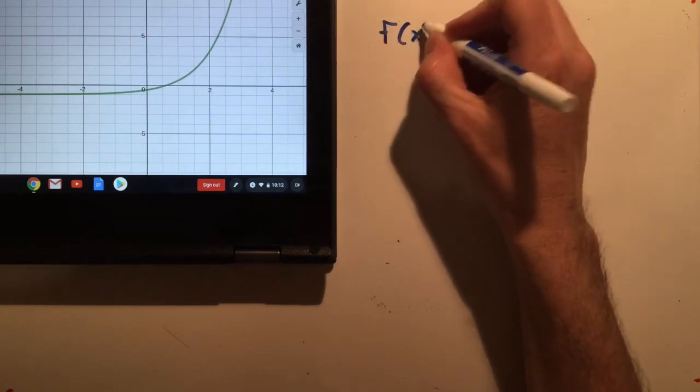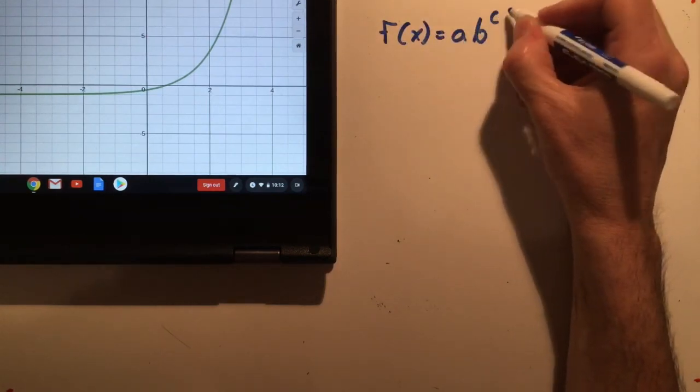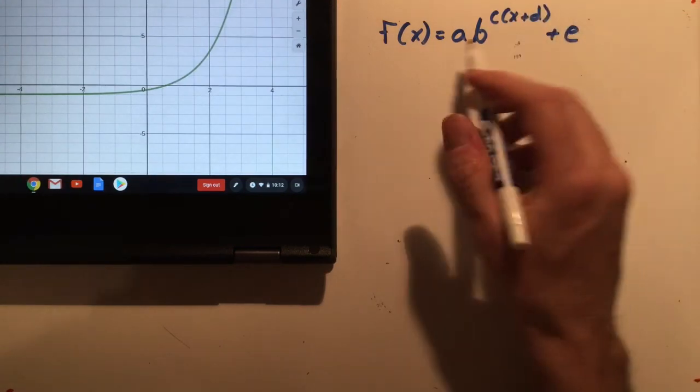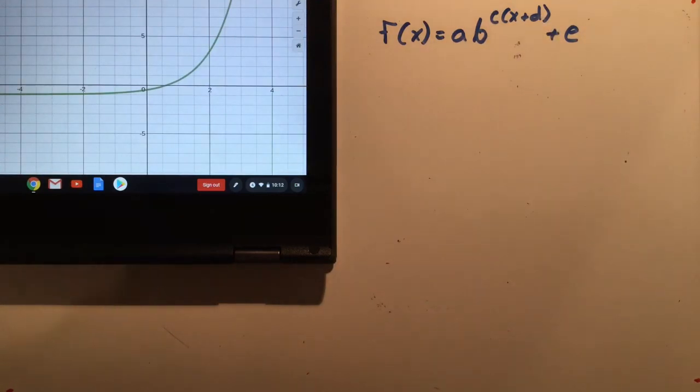Yes, if we write f of x equal a times b to the c x plus d plus e, we have vertical transformations, horizontal transformations, and a base in there. That's 5 things to figure out. That's more than we normally have to figure out even. So, well, I'm going to show you something cool that's really going to help.